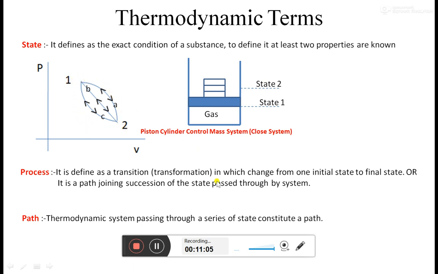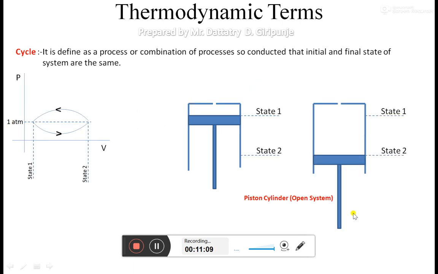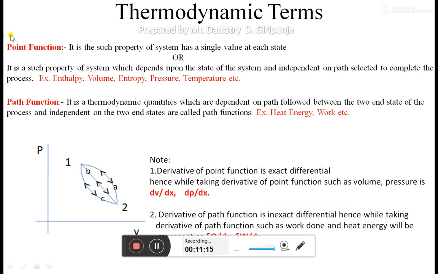I hope you have understood the meaning of a cycle. Now we will move further. Here is the point function. Now what is a point function?